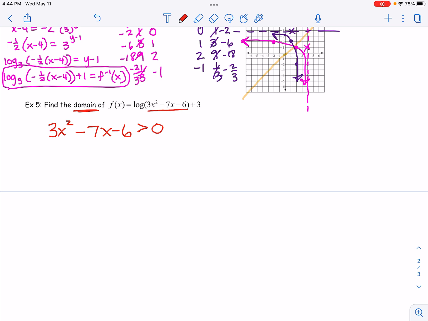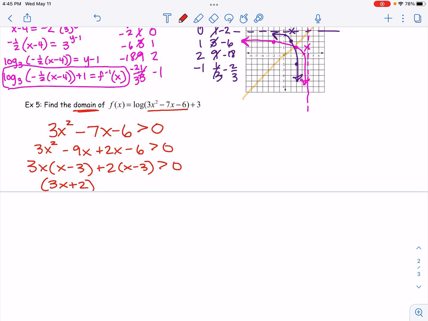Now, this is kind of throwing you back to quadratics. When we had inequalities with quadratics, you're going to solve that left-hand side like normal, right? So there is no GCF. It is factorable. Factors of -18 that add up to -7 are going to be a -9 and a +2. I am going to split the middle. So now I have 3x times x minus 3 plus 2x minus 3. So I have 3x plus 2 and x minus 3 greater than 0.